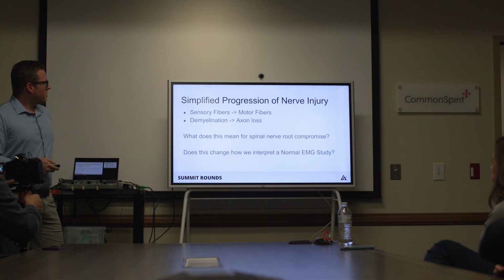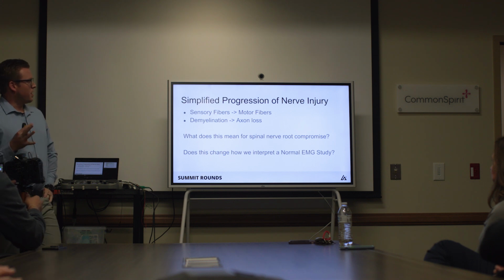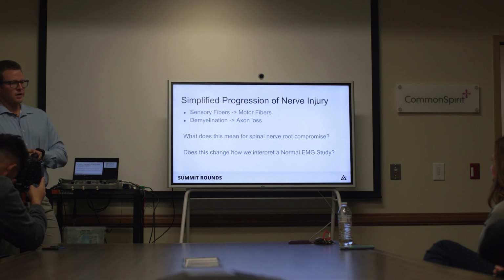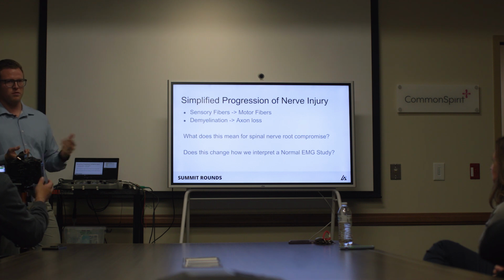So generally, here's a simplified progression of nerve injury. Generally, sensory fibers are affected first. Like if we take carpal tunnel, for example, a mild carpal tunnel syndrome would just involve sensory nerve fibers before it advances to involve motor nerve fibers as well.